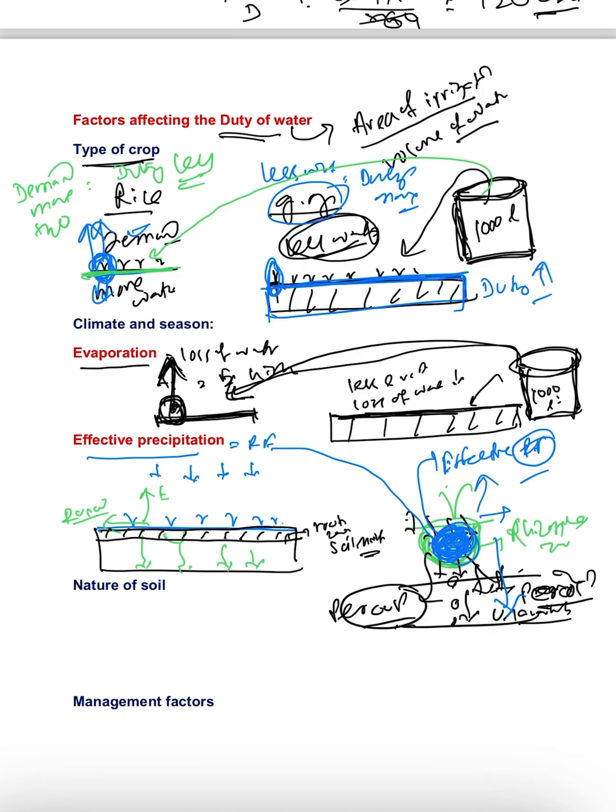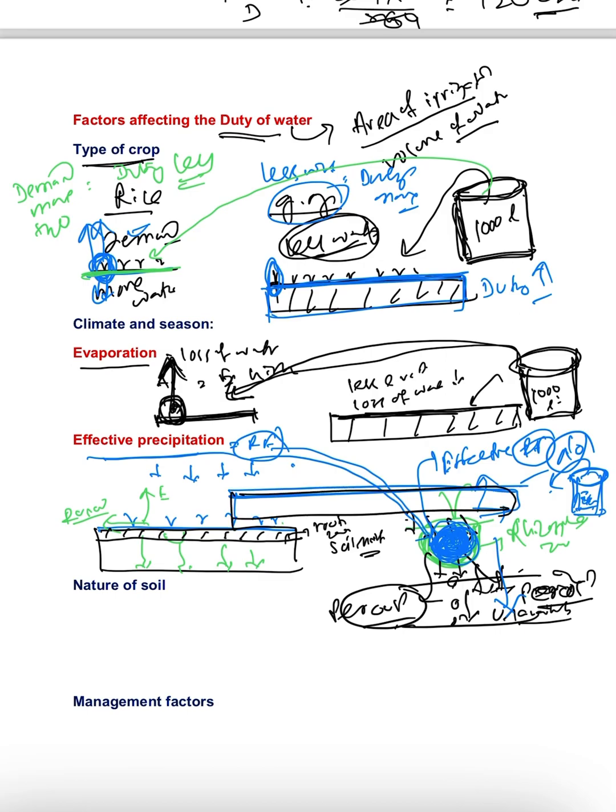Okay, so a higher amount of effective rainfall means a higher amount of water stored in the root zone. If the rainfall water is already stored in the root zone, is irrigation needed or not? No. That means if there is more effective rainfall, the number of irrigations will decrease, so with this amount of water I can irrigate more area. Are you getting my point?